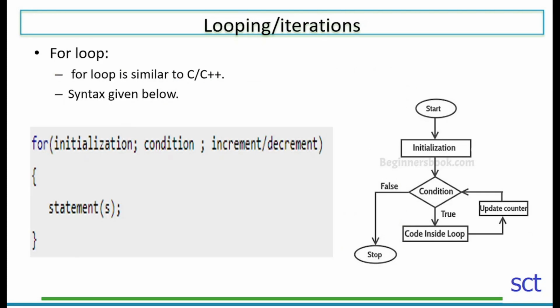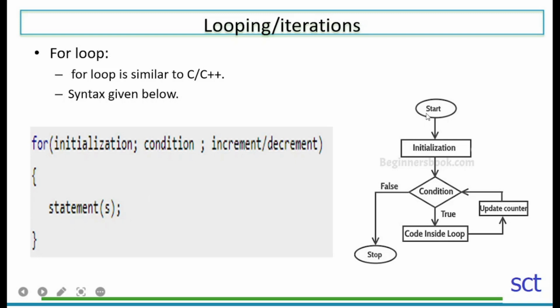Next comes the for loop, and the for loop is very similar to C or C++. If you have already worked with C language or C++ language, your for loop will be the same. So here you have the initial value, what is the condition, and the increment or decrement. Then you have the curly brackets, and within these curly brackets is whatever statement will be executed.